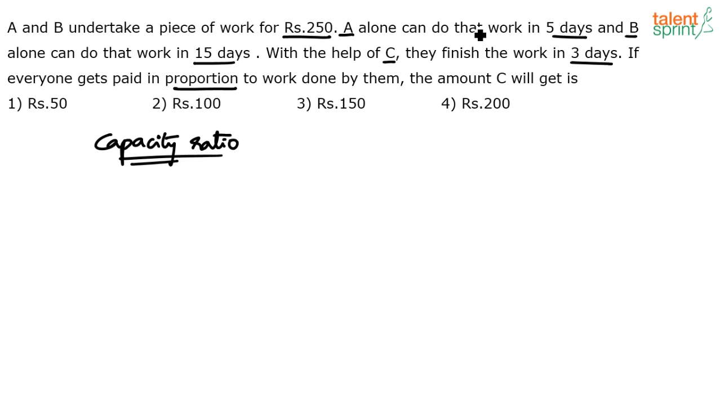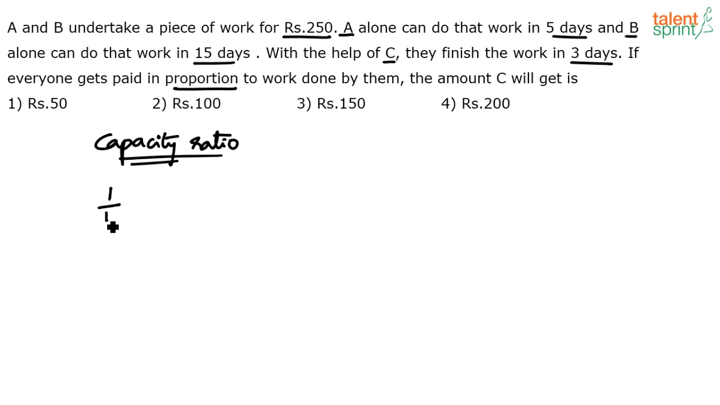See, we know the capacity of A is 1 by 5. If A can do the total work in 5 days, his capacity is 1 by 5. B can do the total work in 15 days, so B's capacity is 1 by 15. But what is C's capacity is the question. We have not been given the number of days required by C to finish the work. Instead, we have been told that with the help of C, these guys have finished the work in 3 days, which means all 3 of them are working together. When A, B and C work together, they finish the work in 3 days.